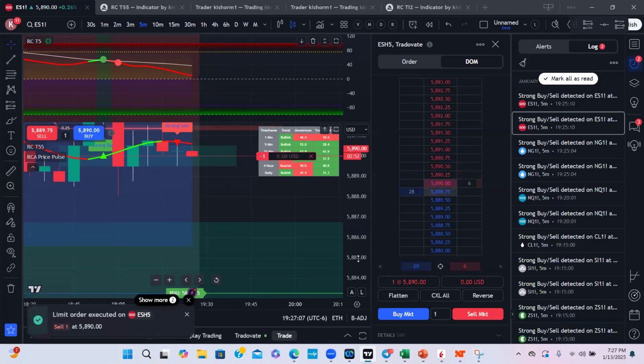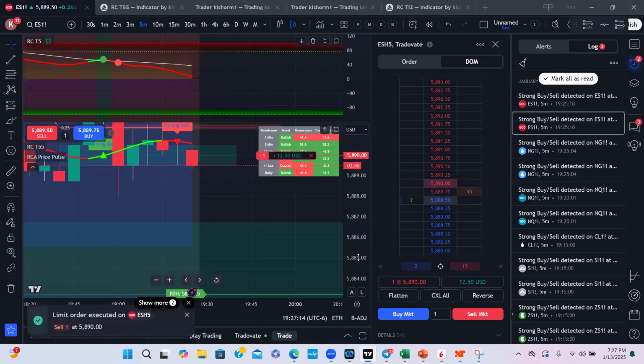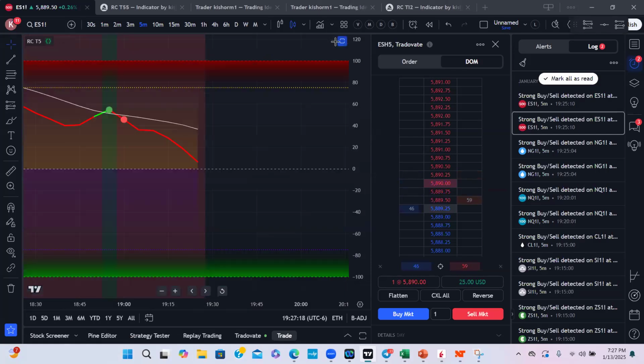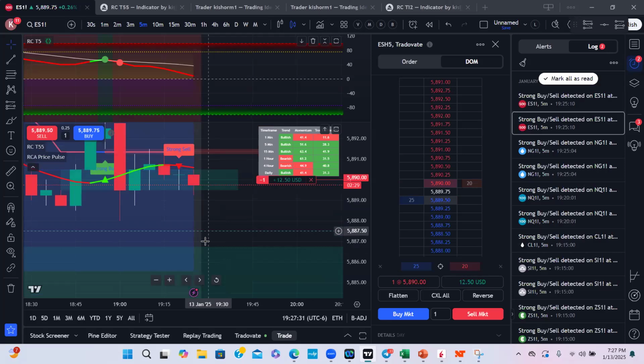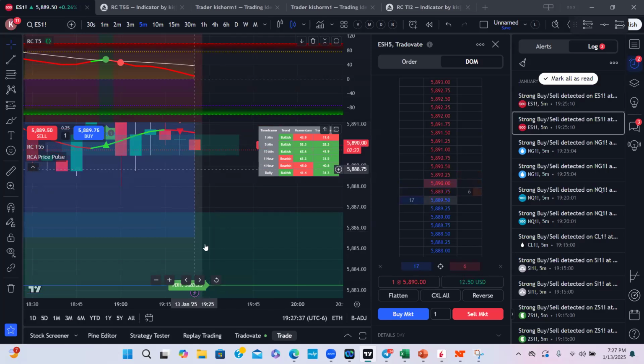So I took a short on crude oil, sorry, on ES and also NQ. We took short on NQ already, and then I also took a short on ES, because it is meeting all my conditions, right? The price is close to the top. I got a sell, and then I can see that there is enough gap between this one, and it should come all the way to the bottom.